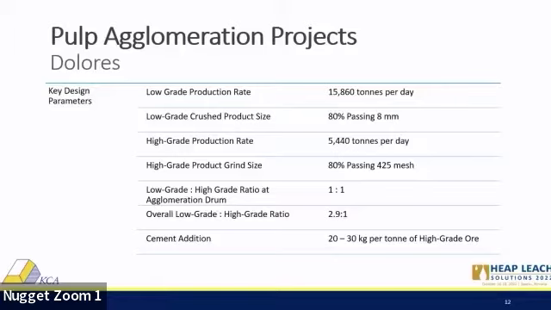And for cement addition, they measured it based off of the high grade ore only, which was 20 to 30 kilograms per ton, which works out to be about 6 kilograms per overall ton to the heap.